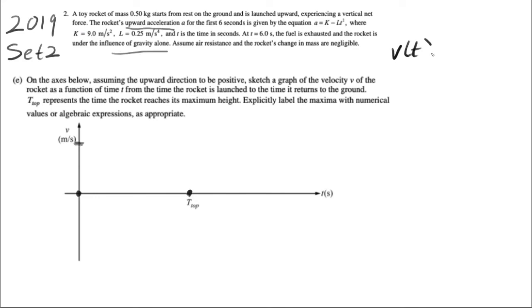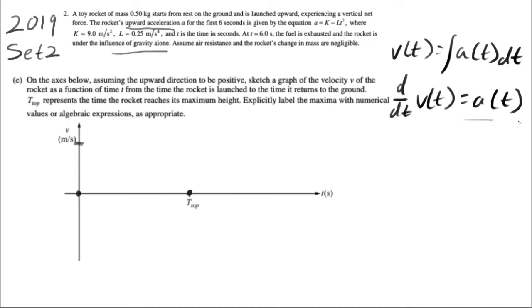Since we know that v of t equals the integral of a of t dt, and d/dt of v of t equals a of t, we know that the value of acceleration is the value of the slope of v of t at a point. The question gives us that initially the rocket experiences positive acceleration, and then after t equals 6, the rocket only feels acceleration due to gravity, so it's negative acceleration. Since acceleration was first positive and then negative, we know that the graph of v of t will be first increasing, then decreasing. So as you notice, at the point where these two intersect, there will be a maximum value.